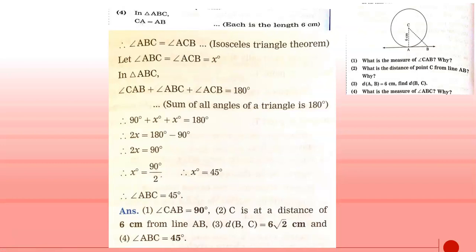So now let's substitute the values. 90 degrees plus 2x degrees is 180 degrees. So I have 2x is equal to 180 minus 90. From here, when I solve this, I get x degrees is equal to 45 degrees. That means measure of angle ABC is 45 degrees. In the end, we write all the answers together for all 4 sub-questions.